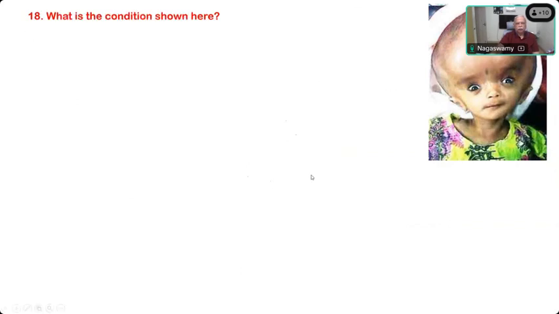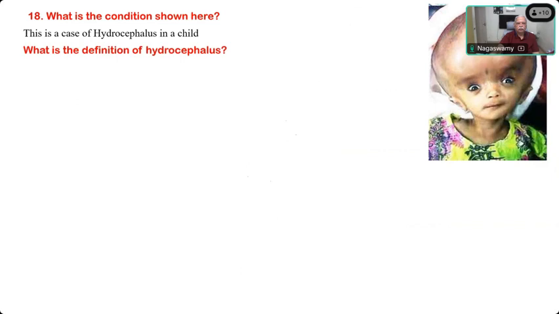What is the condition shown here? Baby with hydrocephalus. Very good. What is the definition of hydrocephalus? It is the enlargement of ventricles due to obstruction, with abnormal accumulation of CSF in the brain. Hydrocephalus is the abnormal buildup of CSF in the brain.